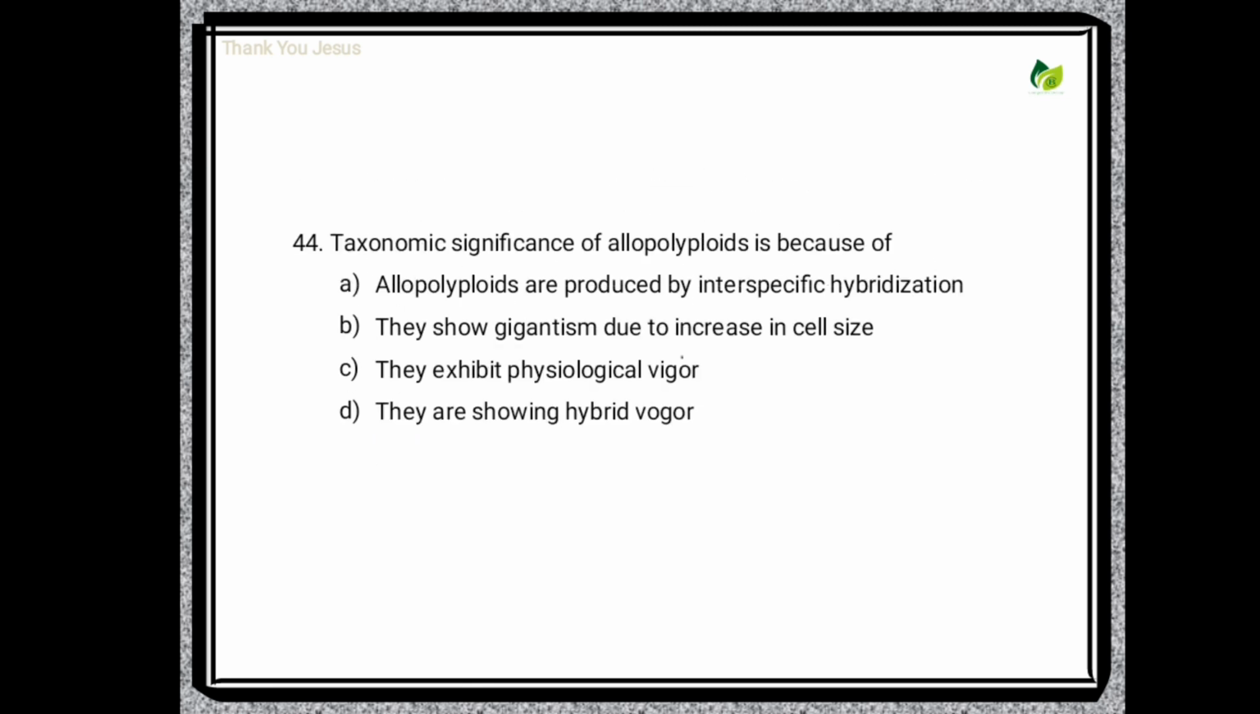Taxonomic significance of allopolyploids is because of. Options are allopolyploids are produced by interspecific hybridization, they show gigantism due to increase in cell size, they exhibit physiological vigor, they are showing hybrid vigor. The correct answer is allopolyploids are produced by interspecific hybridization. That is the correct answer. Okay, so they are produced by the hybridization of two different species. That is nothing but interspecific hybridization. That's why they are having taxonomic significance.